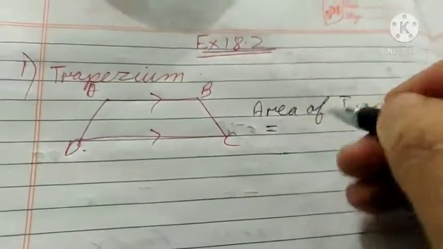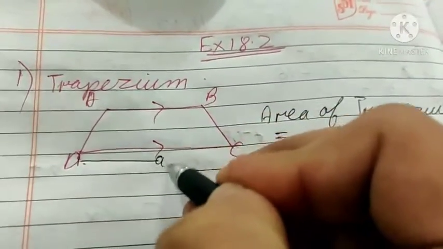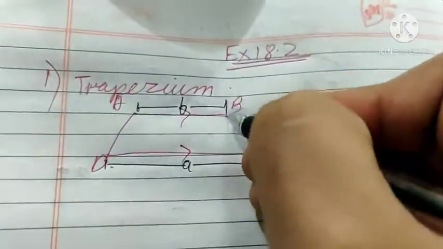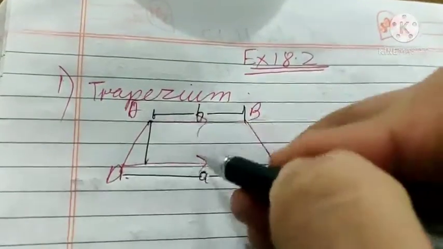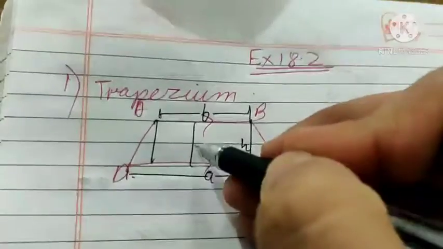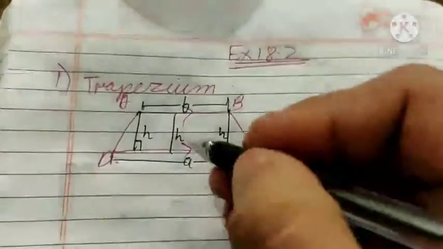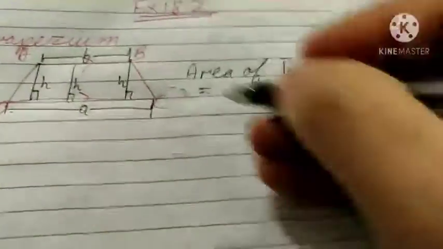Area of trapezium is equal to, look, if the length of parallel lines is A and B, and the height is the distance between the parallel lines, these all lines are the same, this is H, H and H, okay, means that is at 90 degree. That is height, the distance between the parallel lines.